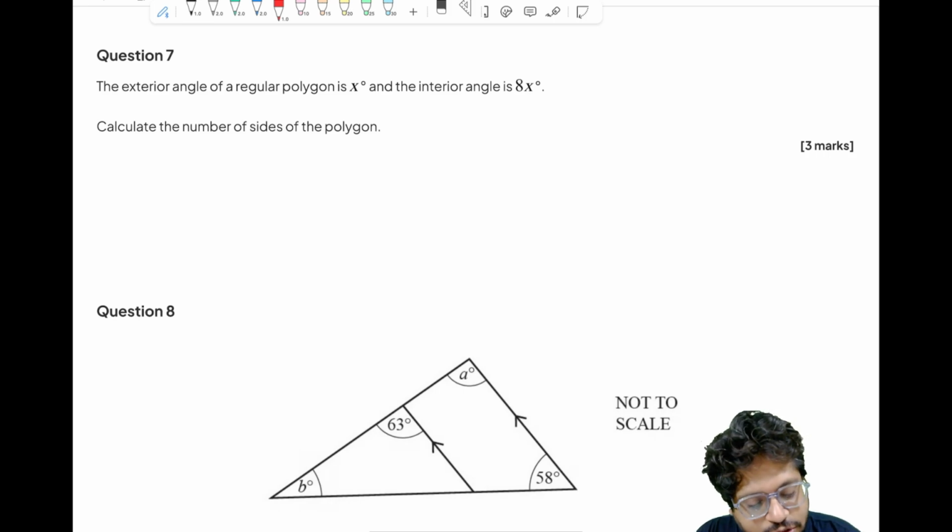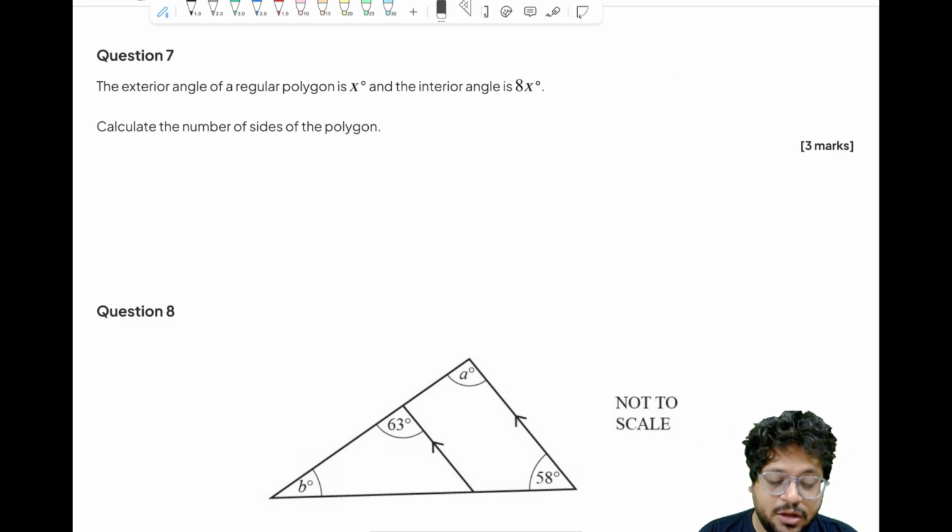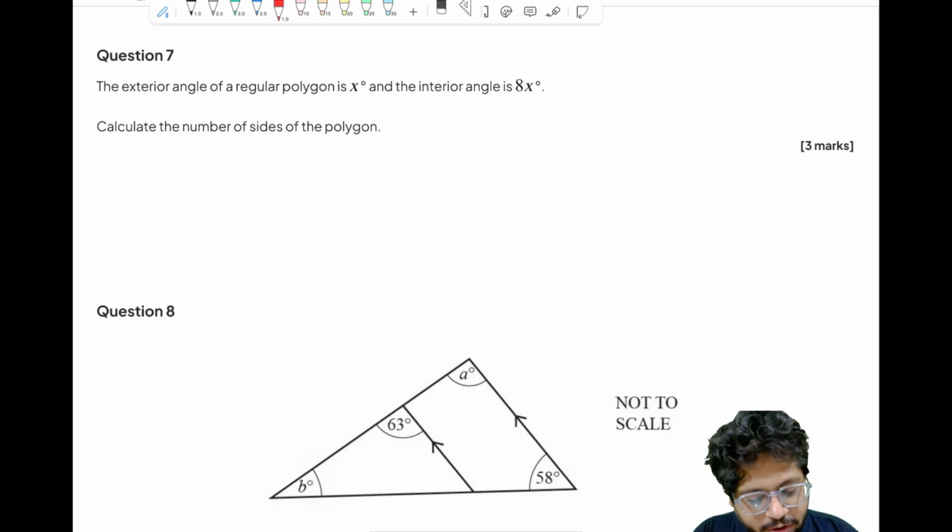Okay, so if I show it on the triangle, it's like this. You see this exterior angle, it makes a linear pair with this interior angle, so obviously they are supplementary, they add up to 180. And this happens in any kind of polygon. It doesn't depend on the number of sides, it doesn't depend on whether it's regular or not. Exterior angle plus interior angle is always equal to 180. So let's use that property.